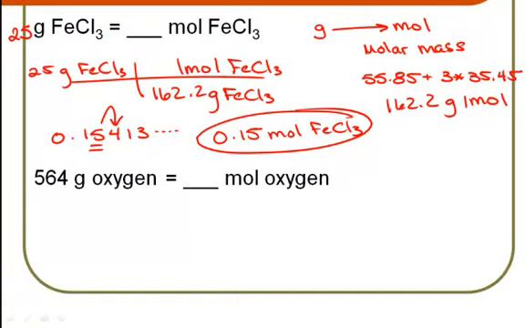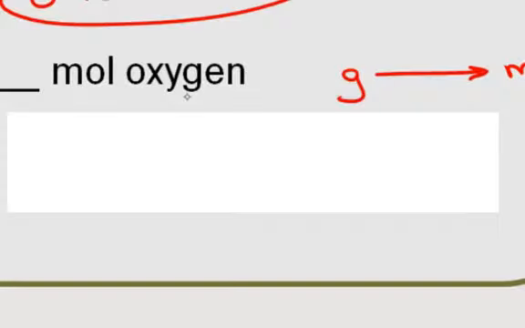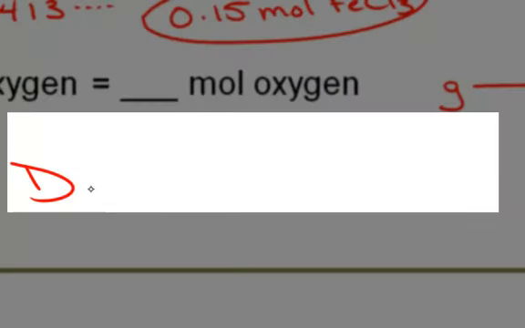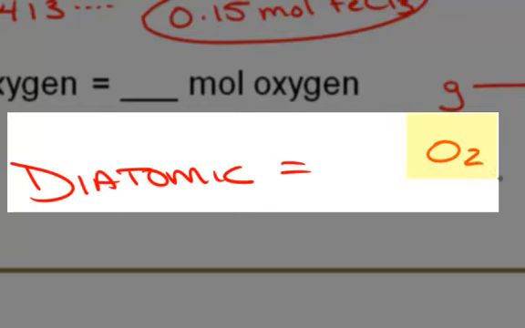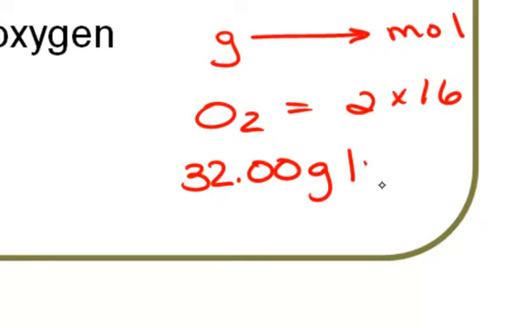564 grams of oxygen is how many moles of oxygen? So again, we start on mass island and we want to go to mole island, so we're going to use our molar mass bridge. One thing here that we have to keep in mind is that oxygen is a diatomic molecule, so its formula is O2. Since its formula is O2, we have 2 atoms at 16 for a molar mass of 32.00 grams per mole.